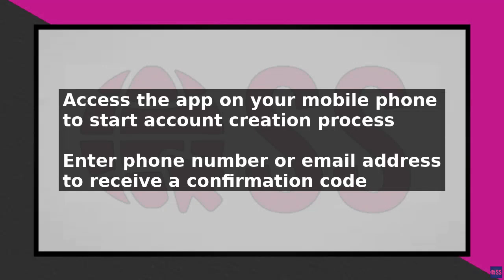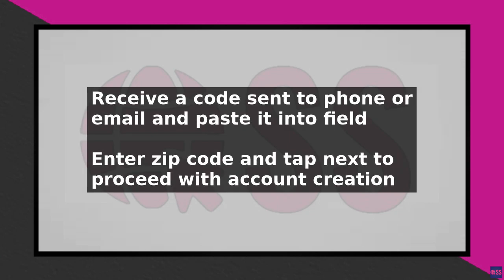To create a new account, start by accessing the app on your mobile phone. You will be prompted to enter the phone number or email address you want to use for your account. Once you've done that, you'll receive a code that will be sent to either your phone or email. Check your inbox. Copy the confirmation code and paste it into the required field.